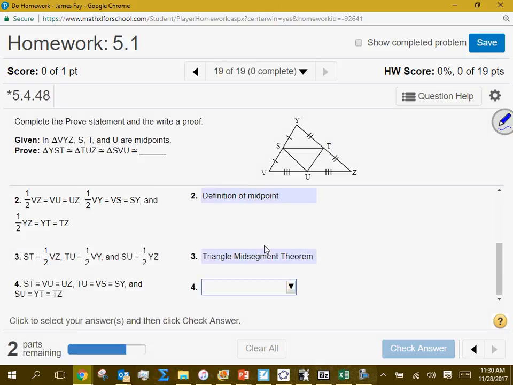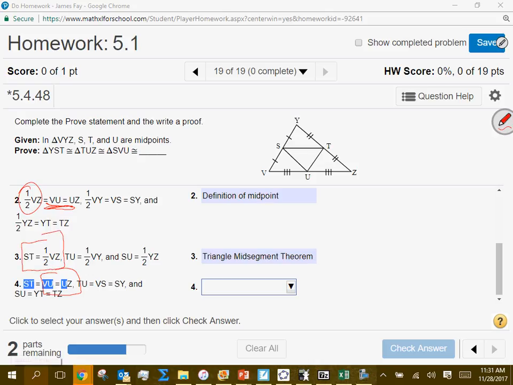Okay, so now we've got a lot of stuff going on here. It says ST is equal to VU is equal to UZ. Looking at that statement right there, how can I make that statement? We'll go back up to what we've already stated. Right here, they say VU is equal to UZ, right? And down here, I have 2/3 of that statement, correct? Yeah. Okay. Now, how do I get this 1/2 VZ to change into ST? Right there. Does that make sense?